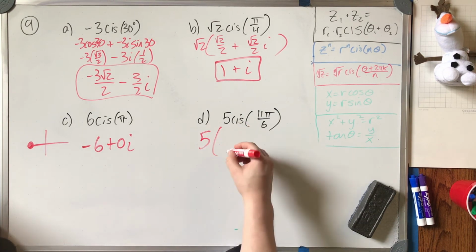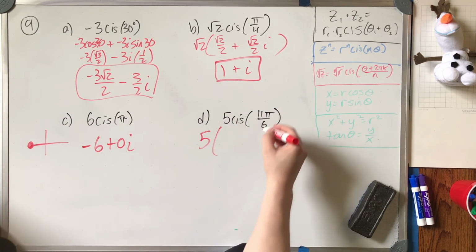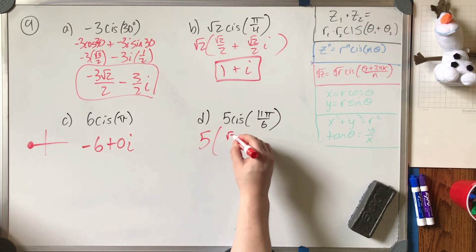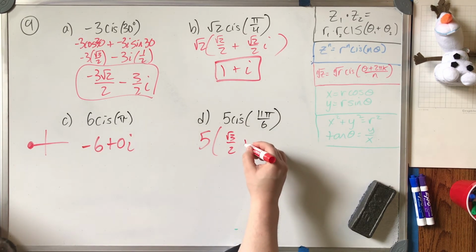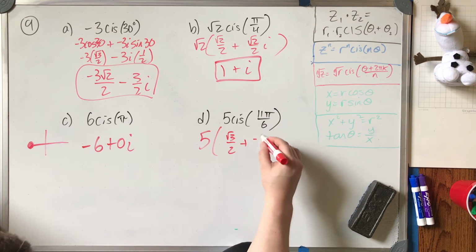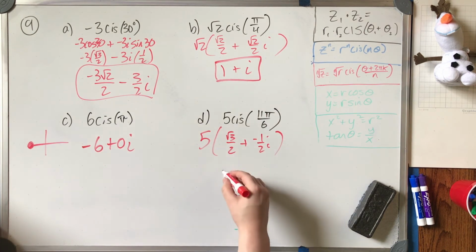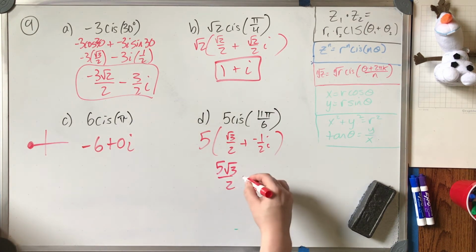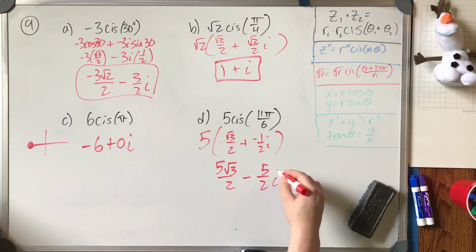Same idea over here. I'm going to do cosine of 11 pi over 6. That's going to be square root of 3 over 2, plus sine of that, that's actually a negative 1/2 i. And I'll just distribute the 5 through. 5 square root of 3 over 2 minus 5/2 i.